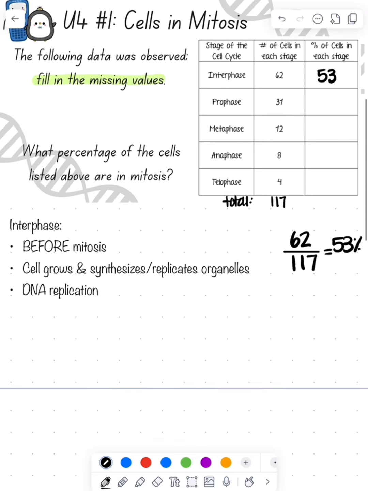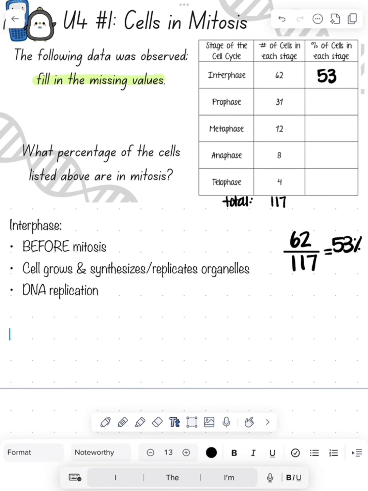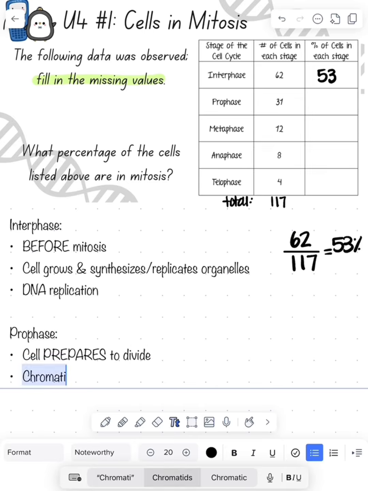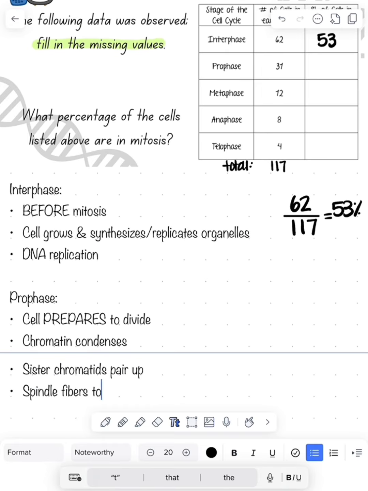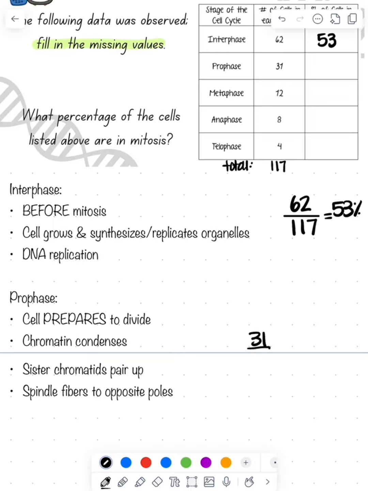Our next step is going to be prophase. Prophase is going to be when the cell is preparing to divide. Our chromatin is going to condense. The sister chromatids will pair up. And we're going to see that our spindle fibers move to opposite poles, so we'll be able to attach to those sister chromatids for the next phase. So we have 31 cells divided by 117 total cells. Gives us 26.5% of the cells that will be in prophase.